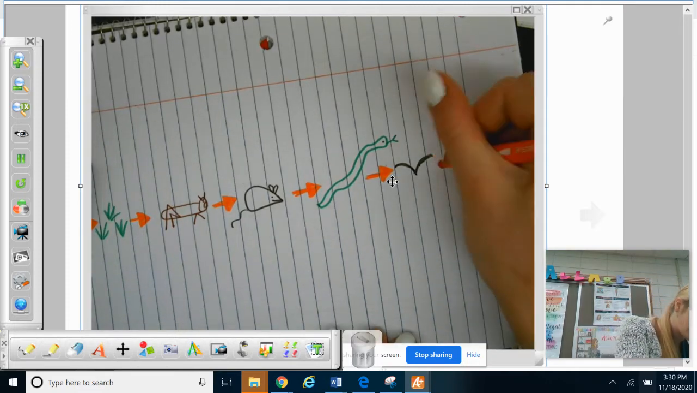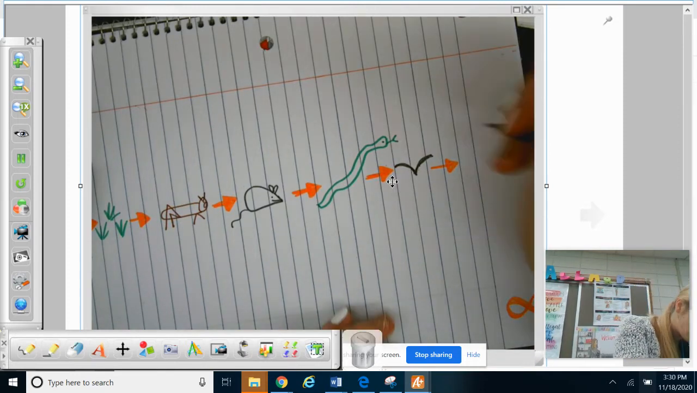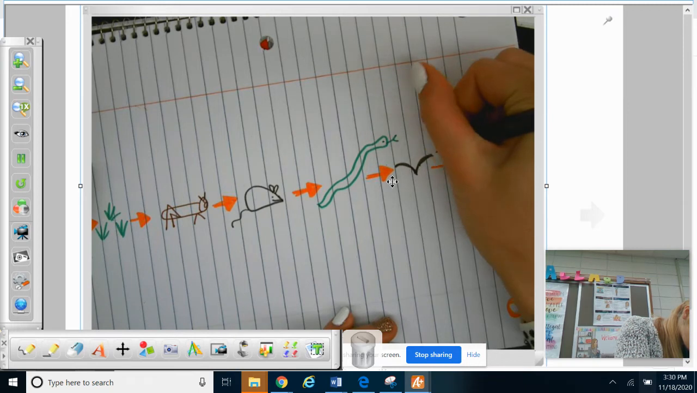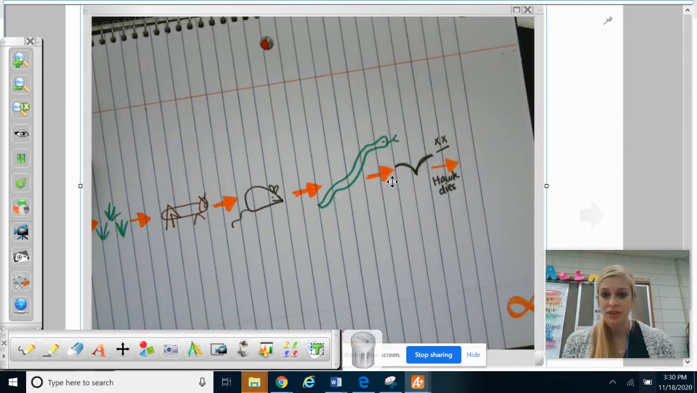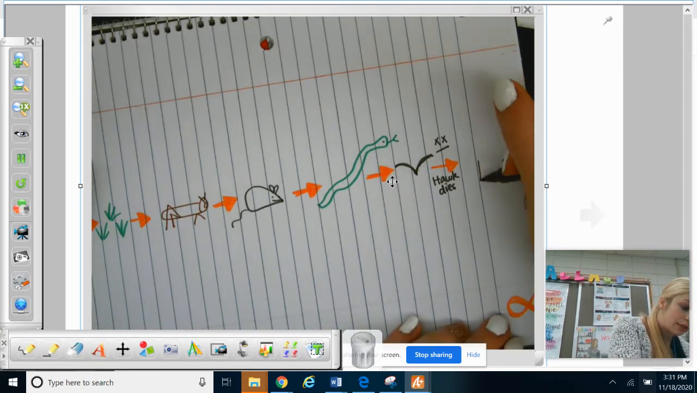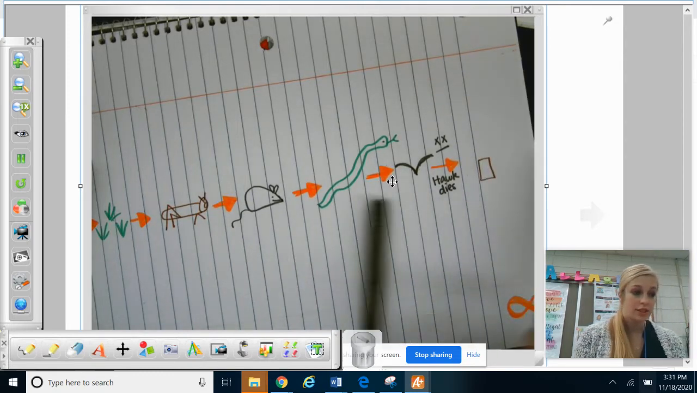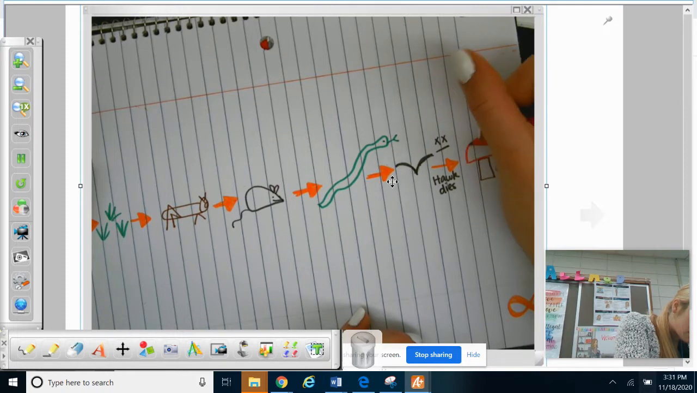And then our hawk dies. So I'm going to put an arrow, but I'm going to say the hawk dies. So who's going to get energy from it if it's already dead? Somebody. There is an organism that gets energy from dead and decaying things. Those would be decomposers. So for this example, let's have mushrooms.